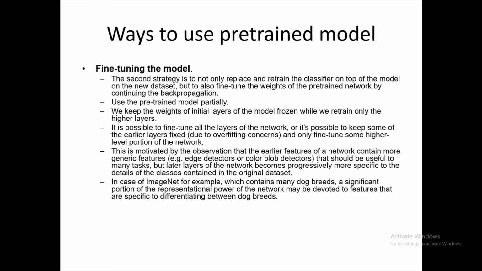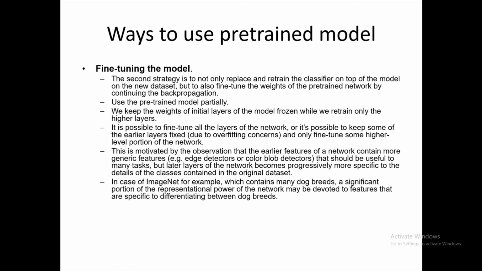It is possible to fine-tune all the layers of the network, or it's possible to keep some of the earlier layers fixed due to overfitting concerns, and only fine-tune some higher-level portion of the network. This is motivated by the observation that earlier features of the network contain more generic features, for example, edge detectors or color blob detectors that should be useful to many tasks, but later layers of the network become progressively more specific to the details of the classes contained in the original dataset.